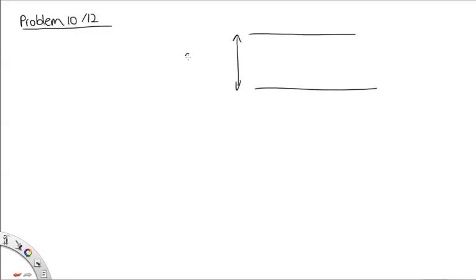Problem 10 for 1221 or 12 for 1231. In this problem we have a couple of metal rails, so these will conduct electricity. They're 50 centimeters apart, and we've got the point D here and the point C here, and these are joined by a wire.